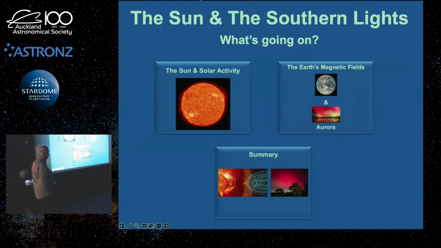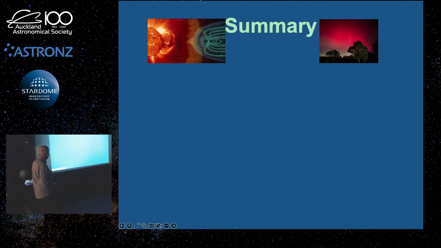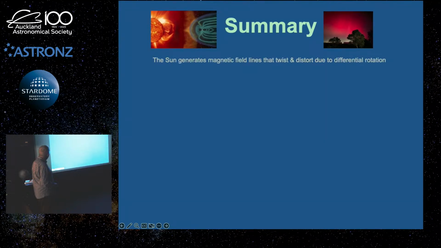Okay, so that's what happens inside the sun, how it causes these solar activities and how it influences Earth, how it interacts with our oxygen and nitrogen high in the atmosphere. Let's just wrap up. So the sun generates magnetic field lines, vertical ones, that get twisted and distorted due to differential rotation, which is all because of the fluid behaviour of that less dense outer convection layer.